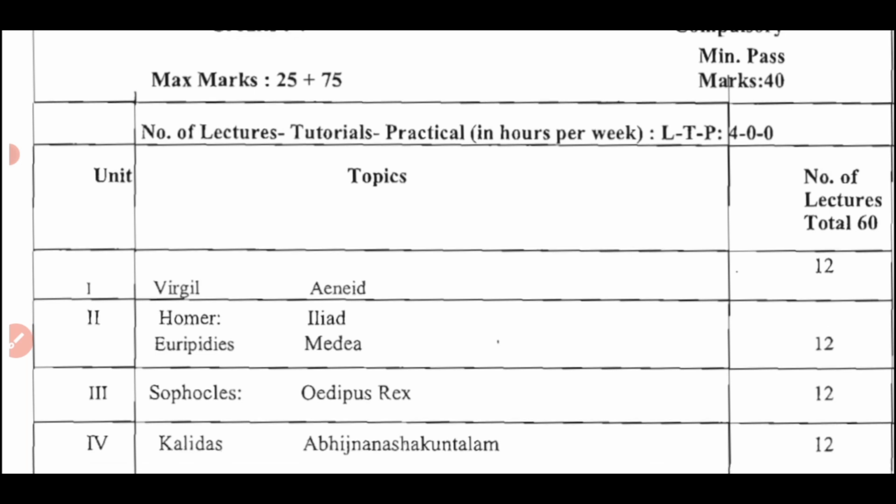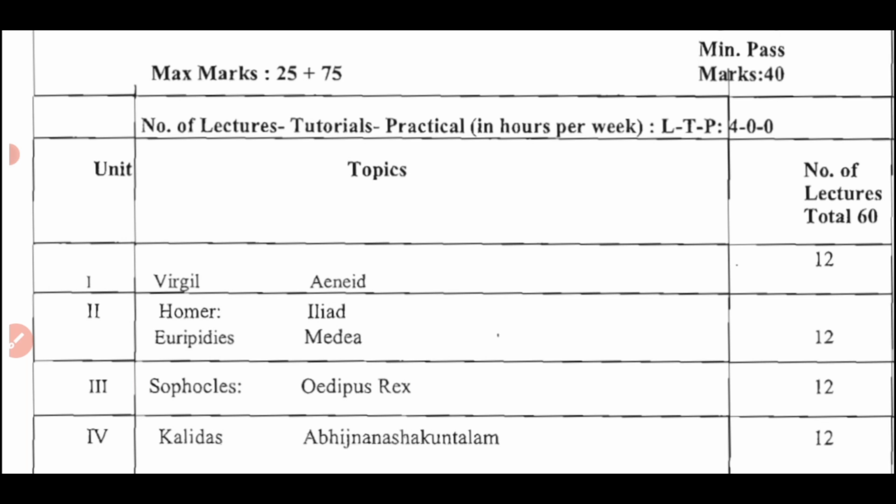The fourth unit takes us from Greek literature to Sanskrit classical literature. This unit focuses on Kalidasa's Abhijnanashakuntalam, commonly known as Shakuntala. Kalidasa is one of the most celebrated figures in classical Sanskrit literature. The play tells the story of Shakuntala and King Dushyant. The work is particularly significant for its treatment of love, nature, beauty, separation, memory, and reunion.